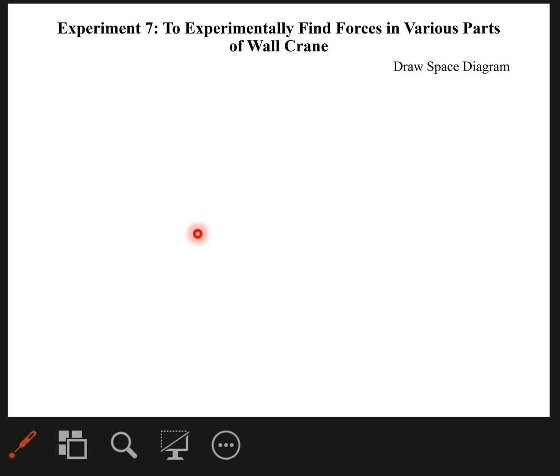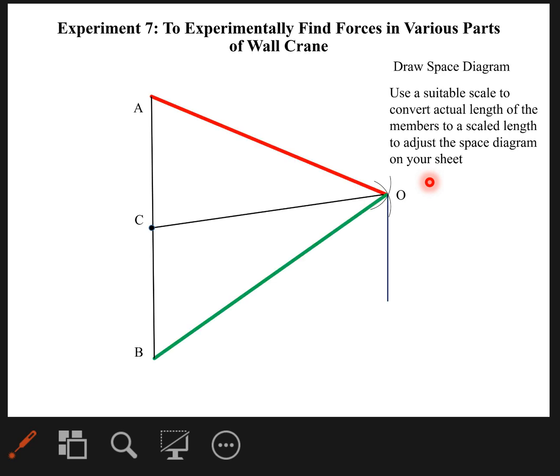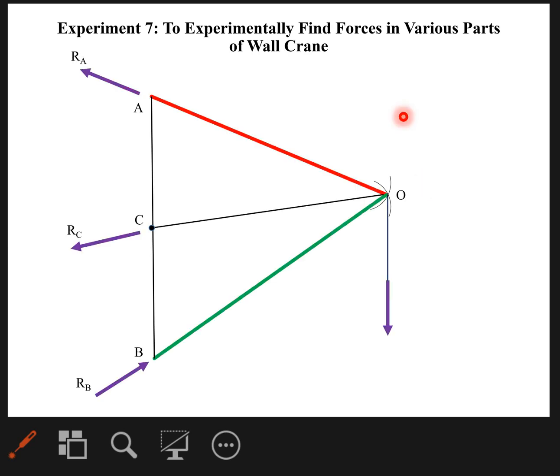Lastly, you have to draw the space diagram from the measurements you just took. You have to take a suitable scale and convert all the actual lengths of the members to scaled length and also adjust the space diagram to your sheet. Scaling is really important. This is how scaling is done. Take a suitable scale and just draw the space diagram. Once you get the space diagram, you have to obtain a free body diagram considering this point of concurrency.